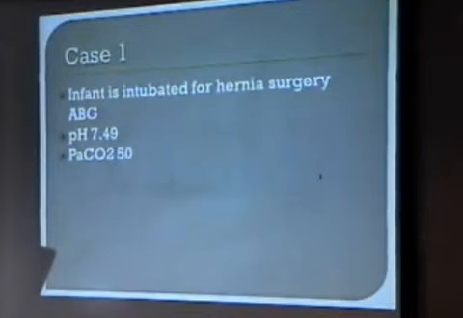Why didn't the bicarb drop right away? Exactly. Metabolic takes time. So if you leave him, then eventually his pH will come down, because the metabolic adjustment takes time. Respiratory adjustment happens very quickly. Yes?